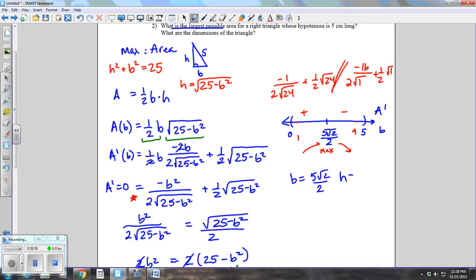We should probably find the h value that goes with this, because we have to answer the question up above. Look at this question. It says, what are the dimensions of the triangle? So I have one of the dimensions, and I need to find the second dimension, h. Now, that comes right back up from the substitution equation back here again. So if I plug in 5 root 2 over 2, which I saw earlier as the square root of 25 over 2 squared, let me do a little bit of work here.